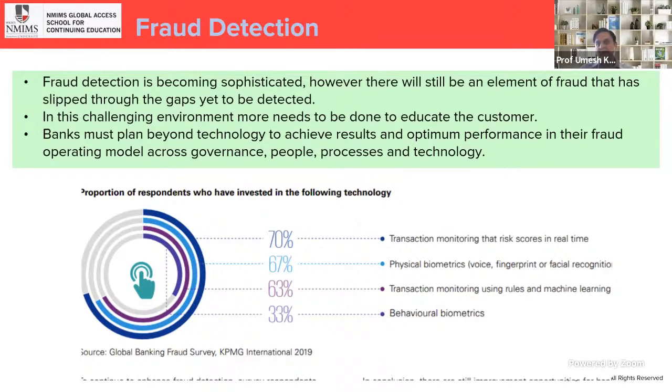While organizations are investing into these, at the same time, fraudsters are becoming much more sophisticated in what and how they are carrying out their business activities. And in this environment, therefore, what becomes essential is to educate the customer. To educate the customer with regards to detecting and preventing frauds.